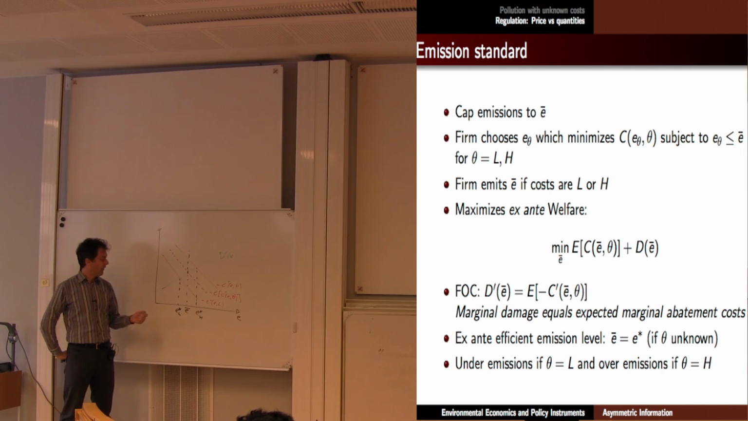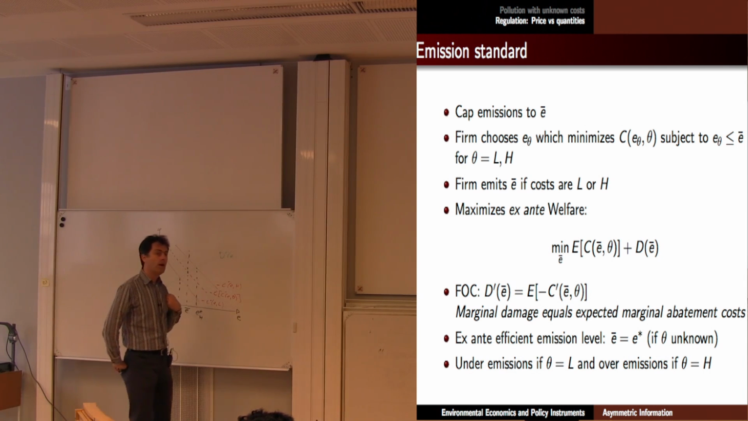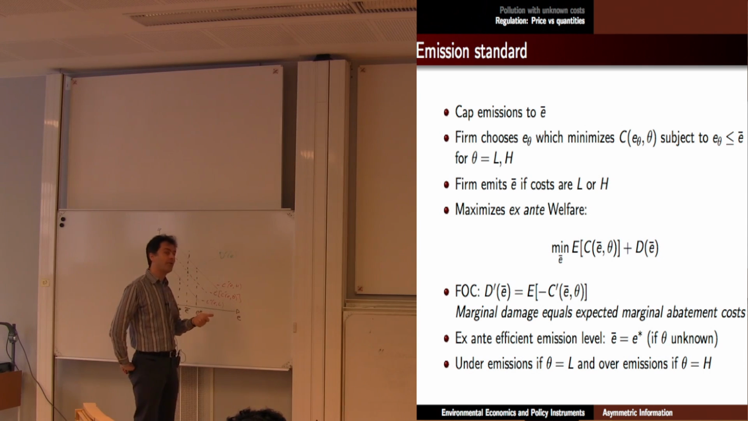Okay. So if costs are low, there is over emission compared to the first best. When costs are high, under emission compared to the first best. You will see that with the tax rate, with the fee on emission, you get the reverse.